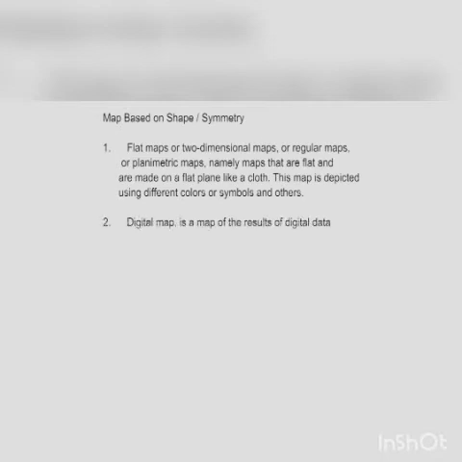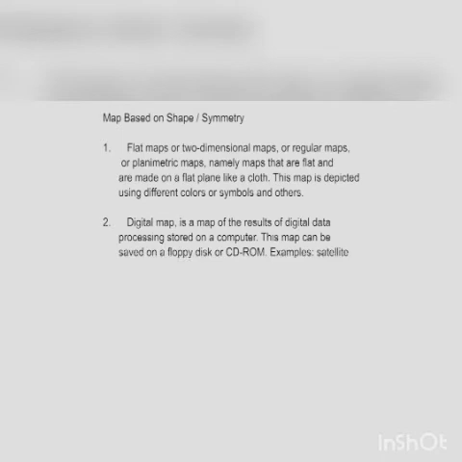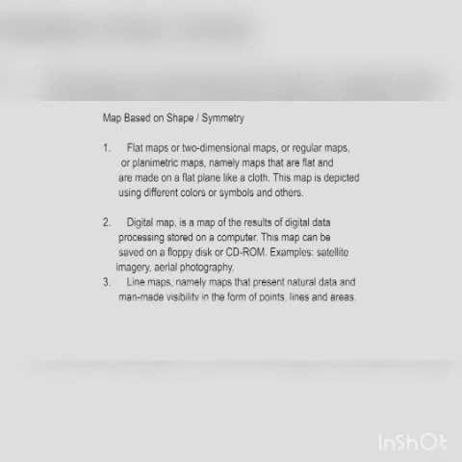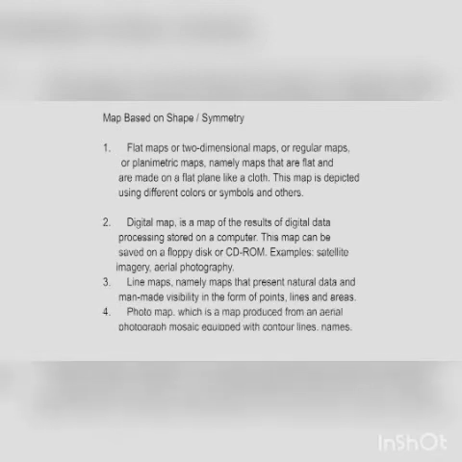2. Digital maps is a map that is the result of digital data processing stored in a computer. This map can be saved on a floppy disk or CD-ROM. Example, satellite imagery. And 3. Line maps, namely maps that represent natural data. And number 4, photo maps, which is a map produced from a photograph mosaic equipped with color lines, names, and legends.